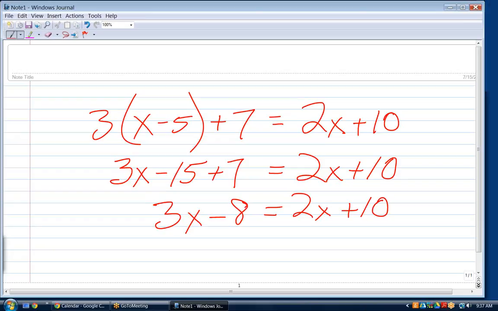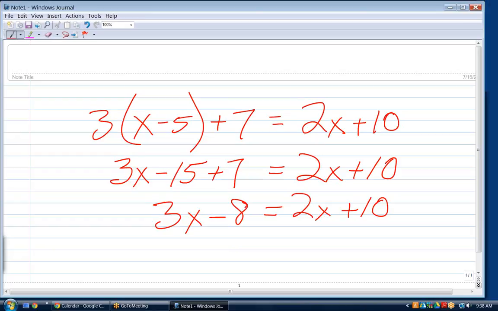And now these last two steps you can do at the same time if you want. You don't have to do them one by one. But the concept is we're going to get the x's on one side and all the numbers on the other. So minus x from 3x. I'm sorry, what? Minus the 3x.